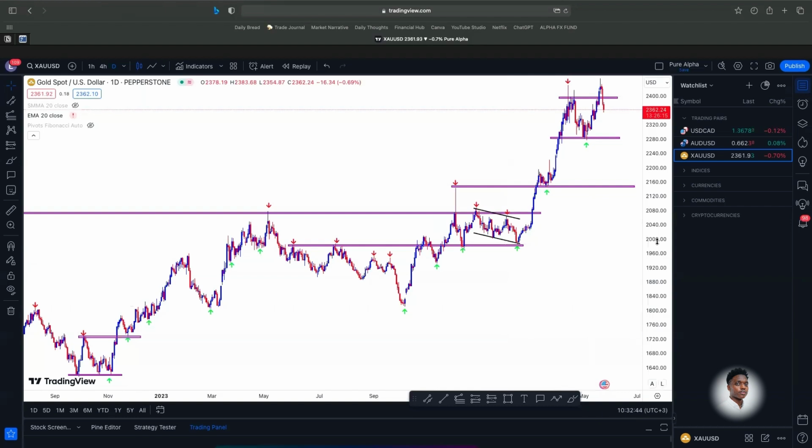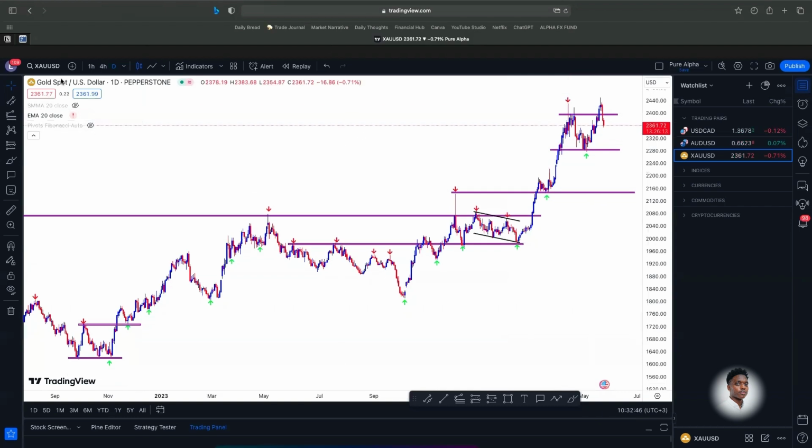For example, what you're seeing on my screen is the gold market. So before I go to the gold market, the website I'm using, which I recommend all of you open an account with if you don't have one, is tradingview.com. Now, what tradingview.com is for, we use it for analyzing the market. It gives us access to many markets. It gives us access to many trading tools.